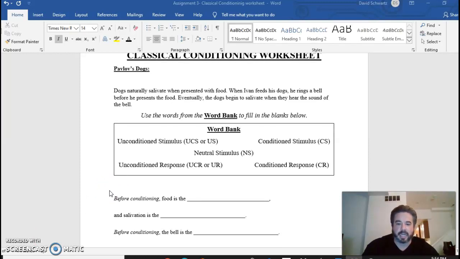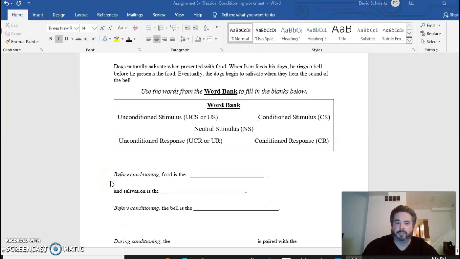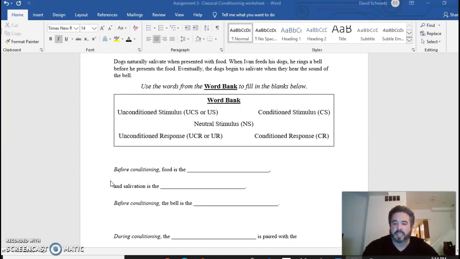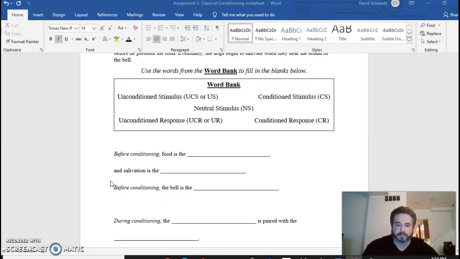First thing we're going to take a look at is Pavlov's dogs, a scenario that by now you should be familiar with. Dogs naturally salivate when presented with food. When Ivan feeds his dogs, he rings a bell before he presents the food. Eventually, the dogs begin to salivate when they hear the sound of the bell. Use the words from the word bank to fill in the blanks below.